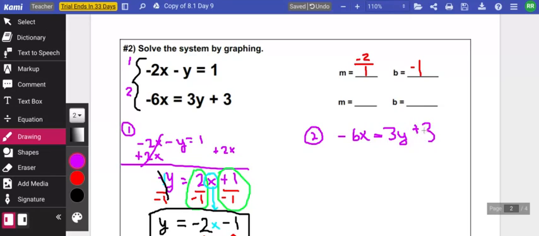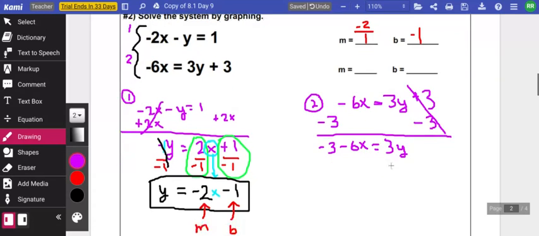And so this positive 3 that is on the same side as my y term, move this term to the left side. So undo the addition by subtraction. So subtract 3 from both sides. That way these 3's will cancel, and you will have negative 3 minus 6x equals 3y.